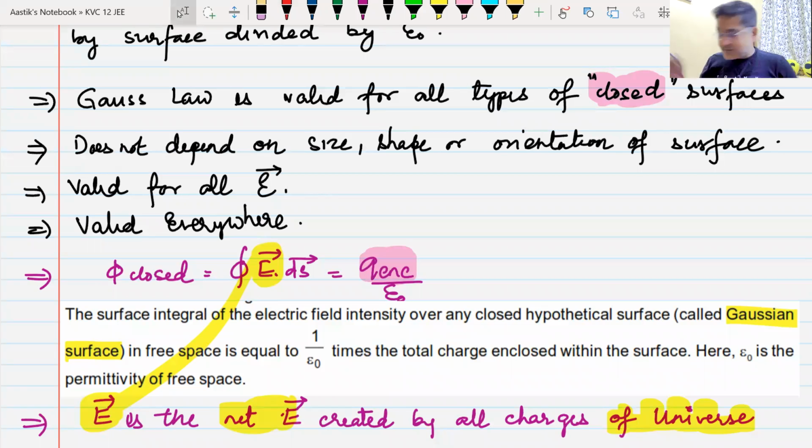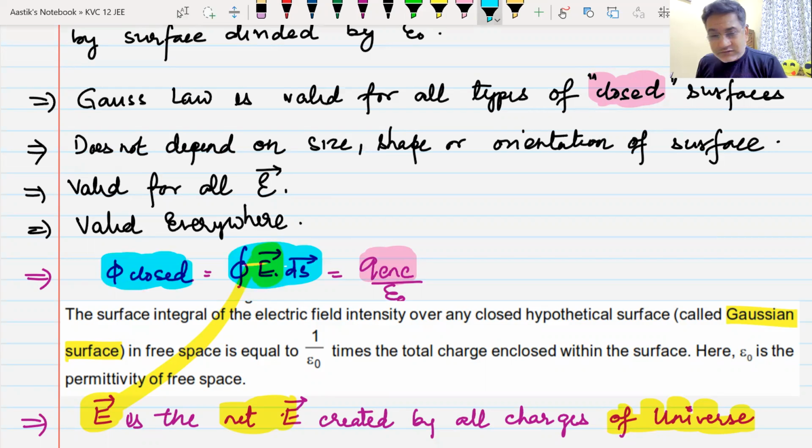And this is a glorious past. We had seen something like this: flux through a closed surface, and here it was E dot dS. I told you this thing is known as the surface integral of electric field. What we are dealing with now is the line integral of electric field. Surface integral of electric field gives you flux. The line integral of electric field gives you potential difference.